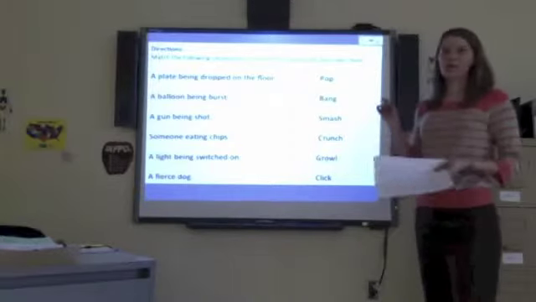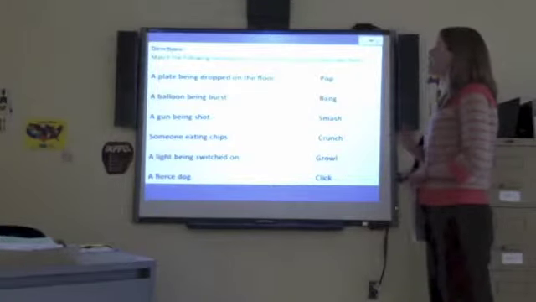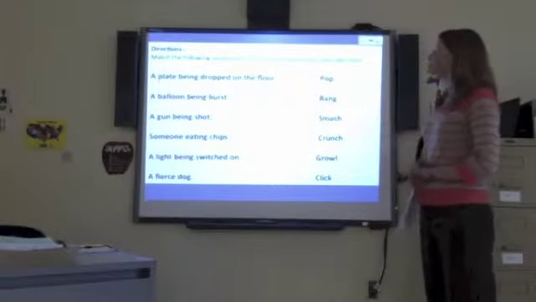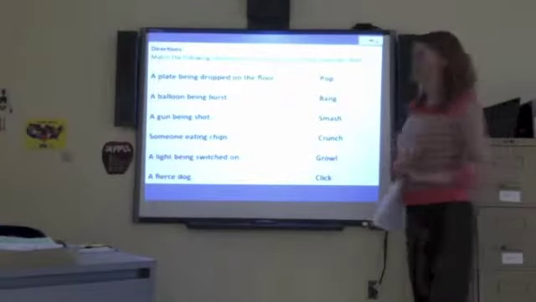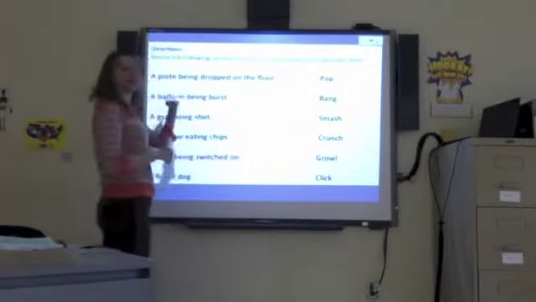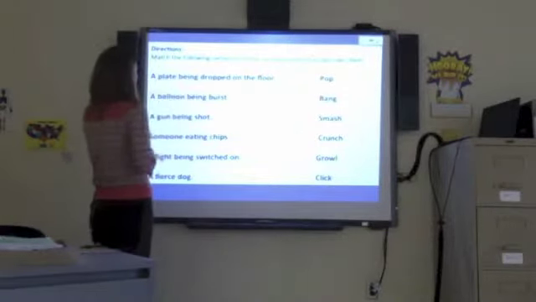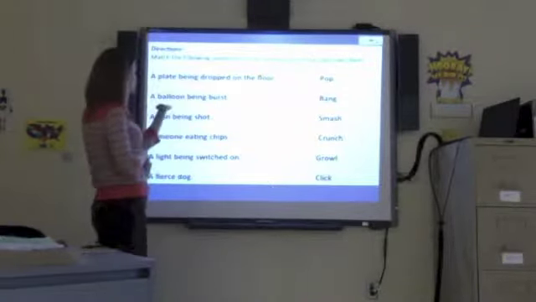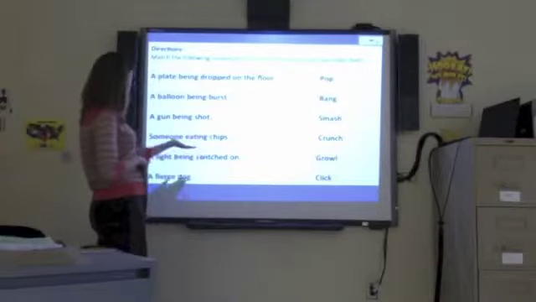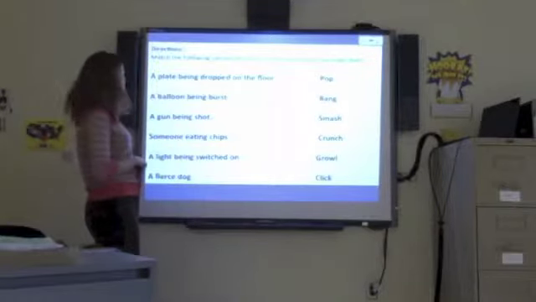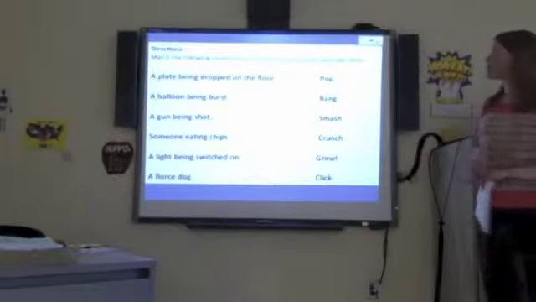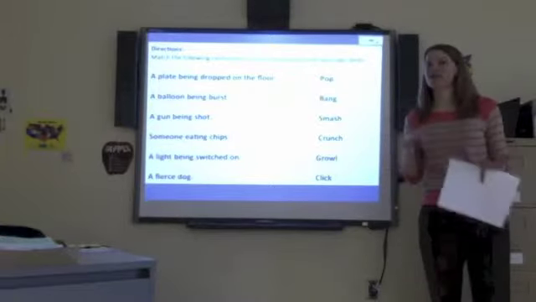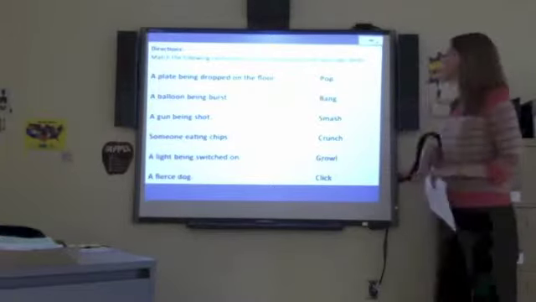All right, so your do now is on the board, and what you're going to do is match the following sentences on the left to the onomatopoeia that describes them. So first we have a plate being dropped on the floor, next a balloon being burst, a gun being shot, someone eating chips, a light being switched on, and a fierce dog. So again, you're going to, on your separate sheets of paper, match the following sentences to the onomatopoeia, or again, like the sound it makes, that describes them.